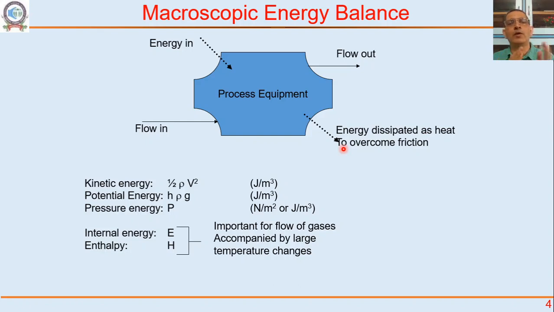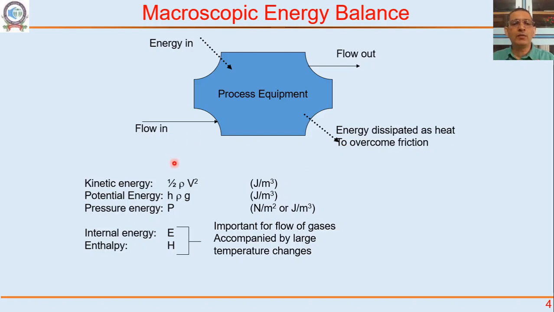Now we talked about laminar flow, where layers are sliding over one another, and when these layers are sliding over one another, they will experience friction. So wherever flow is taking place, there is a certain amount of friction happening, and so energy is required to overcome that friction, and finally that energy is dissipated as heat.